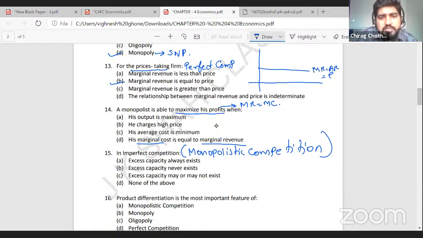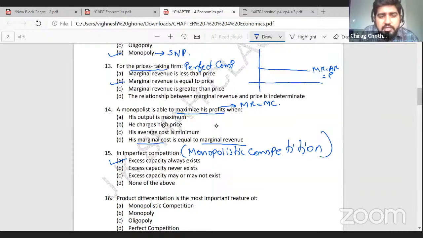So in imperfect competition, that is in monopolistic competition, excess capacity always exists. Yes, that's true. It will exist. Excess capacity never exists. It may or may not exist. None of the above. The correct answer would be it will always exist. Correct. So because in monopolistic competition, there is excess capacity, right, guys? Any doubts? Definitely you can tell me that. Do not worry about that.